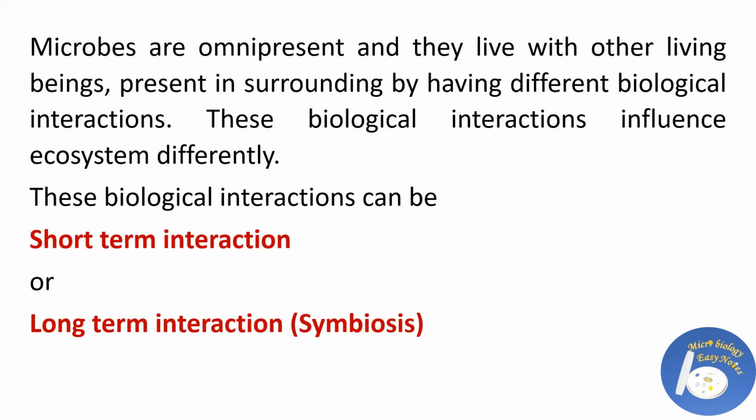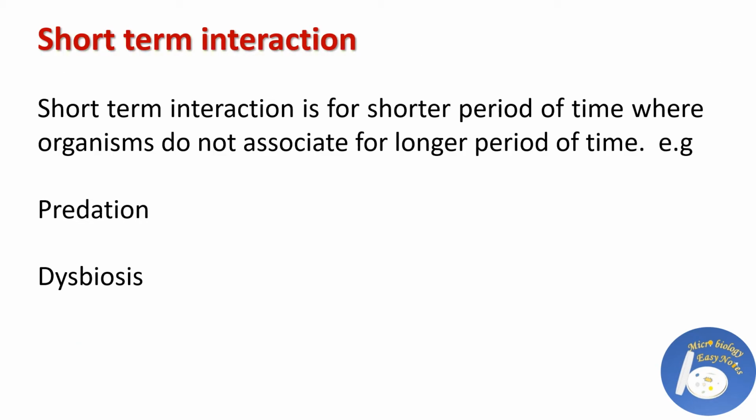Microbes are omnipresent and they live with other living beings in their surroundings through different biological interactions. These biological interactions influence the ecosystem differently. These interactions can be short-term or long-term. Long-term interaction is also known as symbiosis. Short-term interaction is for a shorter period of time, where organisms do not associate for long. For example, in predation and dysbiosis.